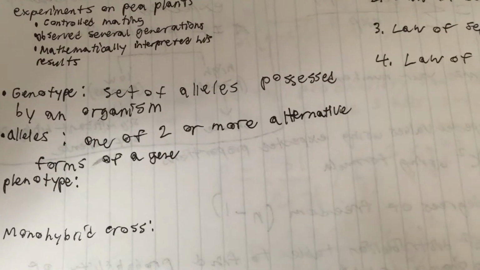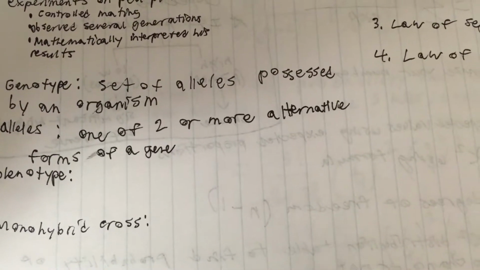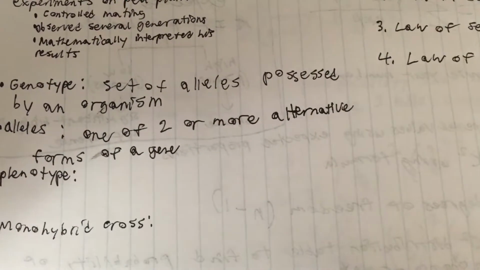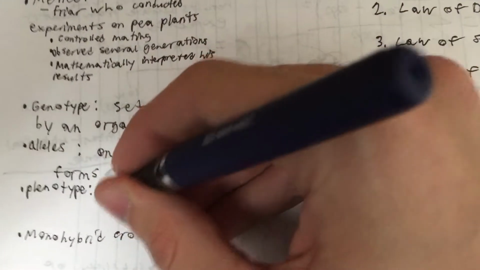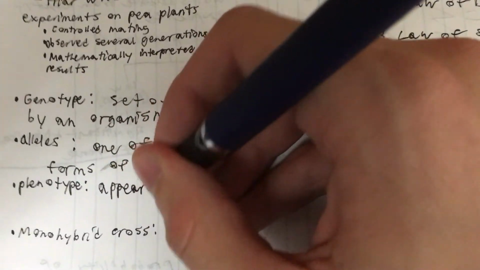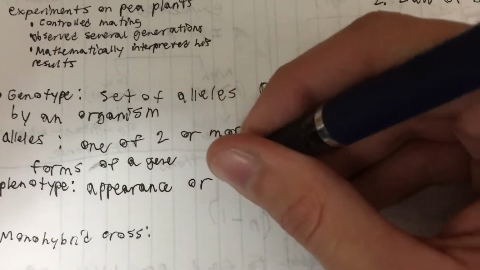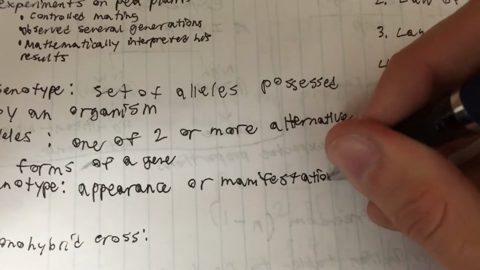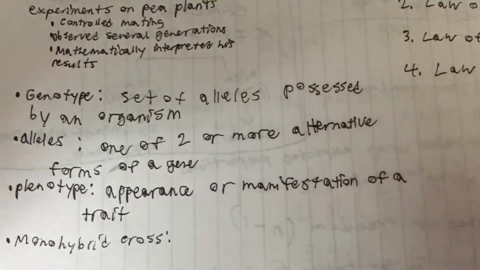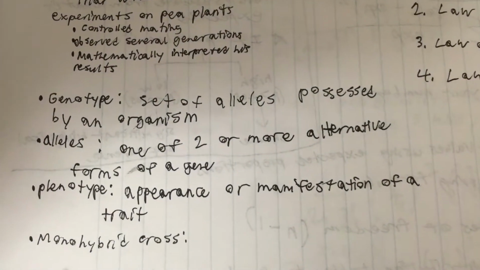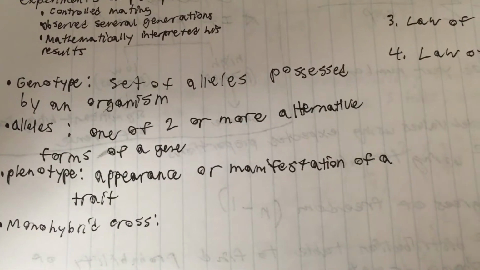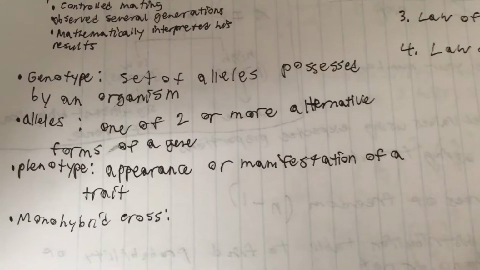Now, the difference between a phenotype and a genotype is that a genotype is the set of alleles possessed by an organism, but the phenotype is the appearance or manifestation of a trait. So essentially, the phenotype is the characteristics that show, and the genotype is kind of like the code.